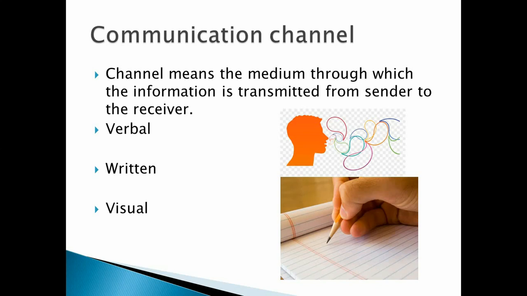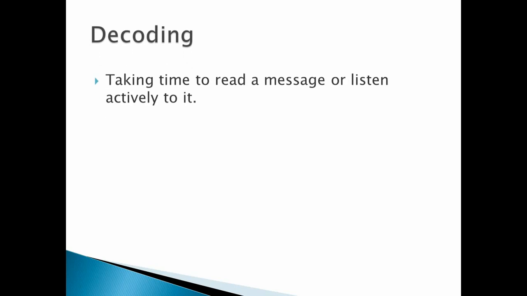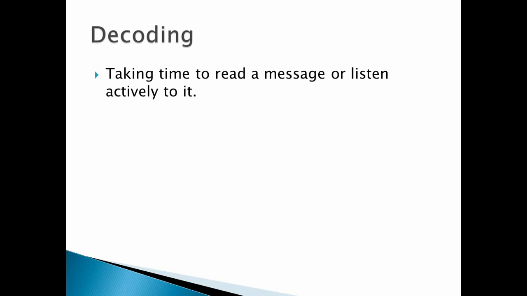Next will be decoding. Decoding means taking the time to read a message or listen actively to it. Whenever you get a message, you will need at least some fraction of a second to understand the message or to listen to it actively. That is known as decoding. Just as confusion can arise from errors in encoding, it can also arise from decoding errors. So there might be some confusion also.